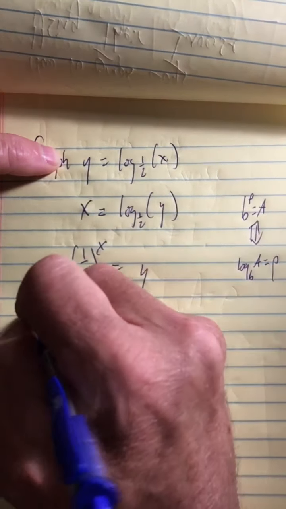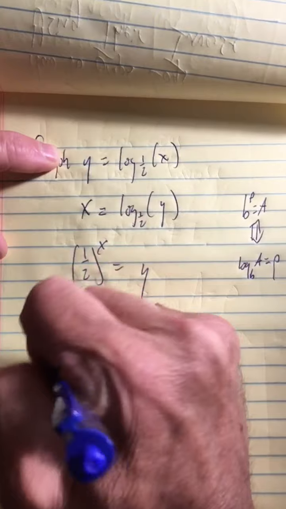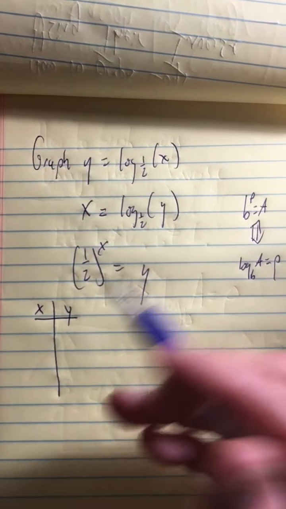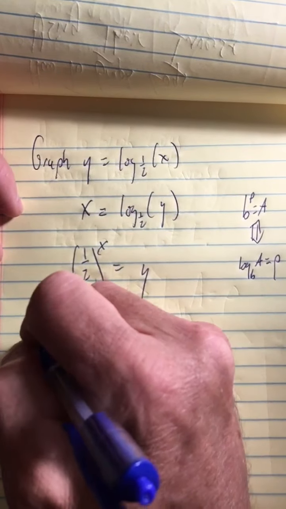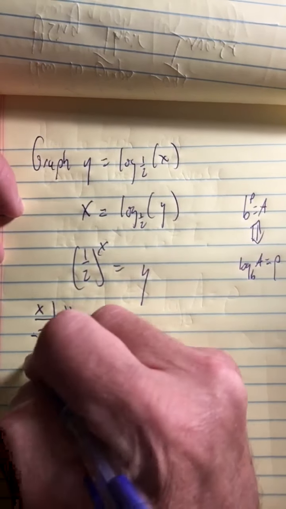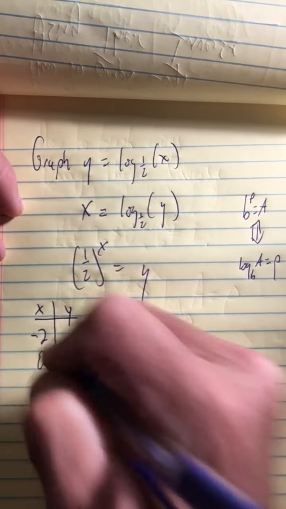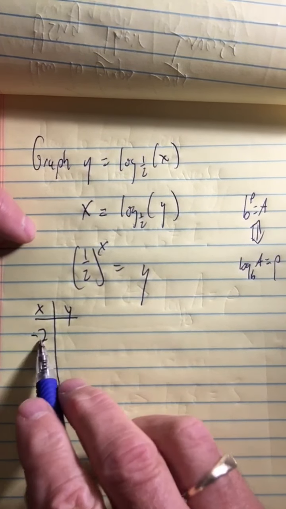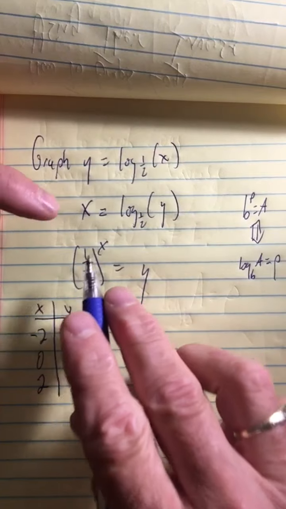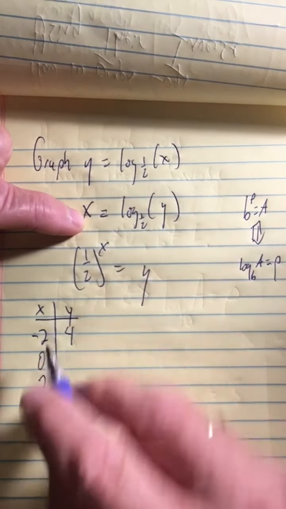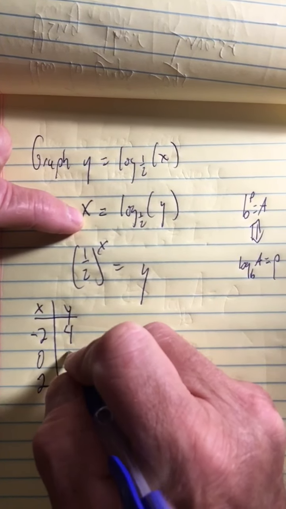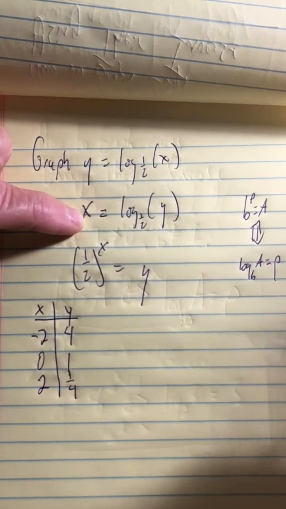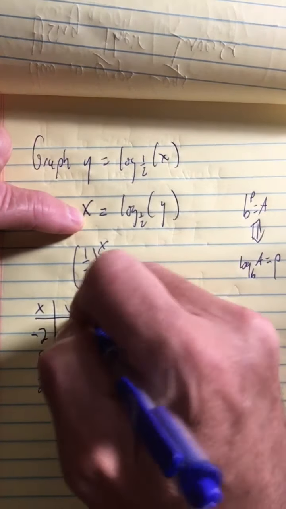And I'm going to get values on this graph. And I can put in any x value, so I'll make sure I put in negatives and positives and 0. So what if I put in -2? What if I put in 0? What if I put in 2? Well, if I put in -2, 1/2 flips to 2. 2 squared is 4. If I put in 0, any non-zero number to the 0 is 1. If I put in 2, well, then I get 1/2 times 1/2, which is 1/4. Now that means that's on this graph.